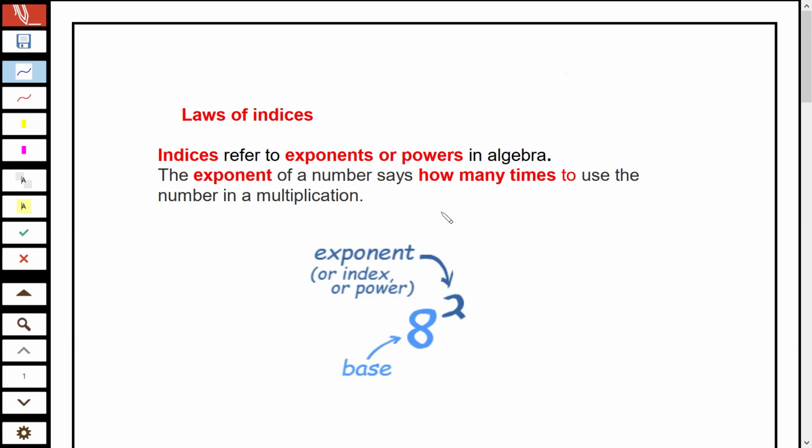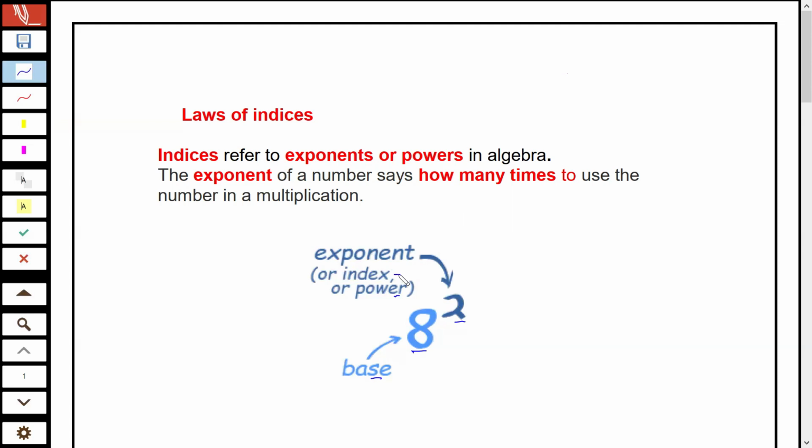Now the word exponent can be defined as how many times a number is used in a multiplication. Let's say, for instance, we have 8 to the power of 2. 8 is regarded as the base, and 2 is regarded as the exponent or power. It can also be regarded as the index.